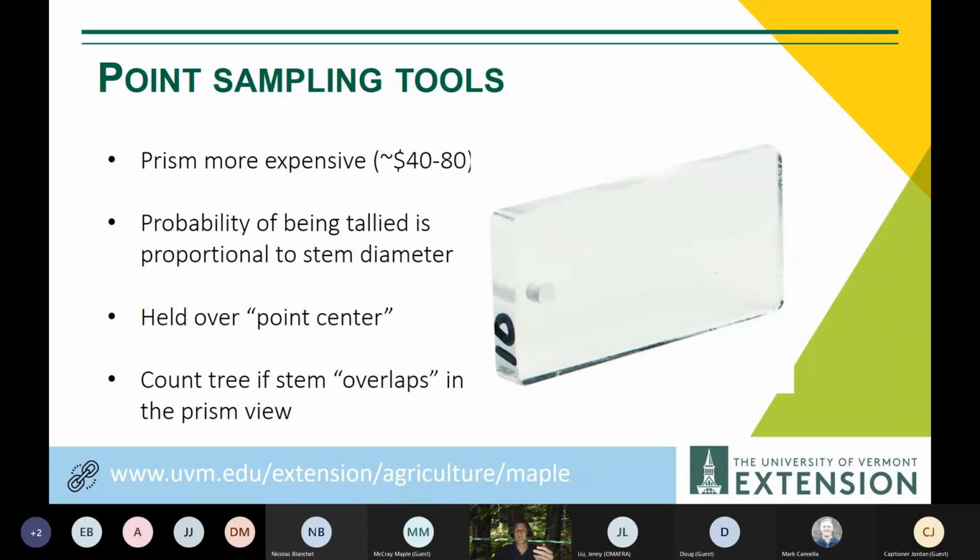A more expensive but more precise way of doing point sampling is using a wedge prism, and this is a carefully engineered wedge of glass that you look through. The glass has a set angle, and that does a certain amount of offset. It makes the view through that prism slightly offset from what you see above and below the prism. And depending on if the offset overlaps or is completely exposed, would be whether or not you tally the tree. That's a little abstract to say in words.